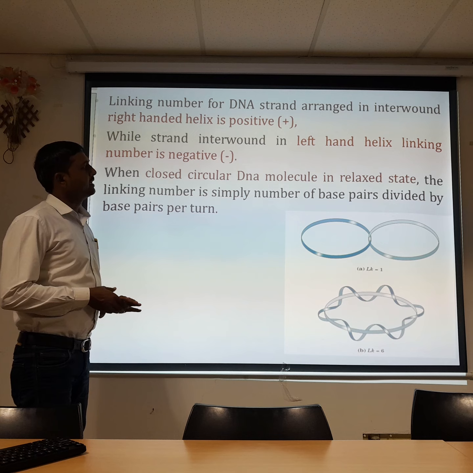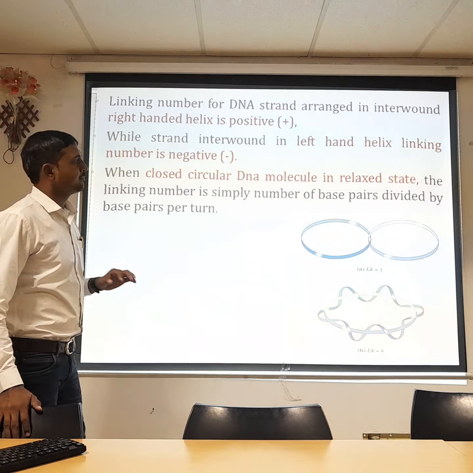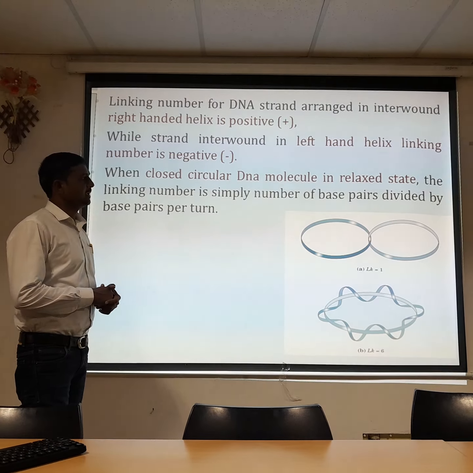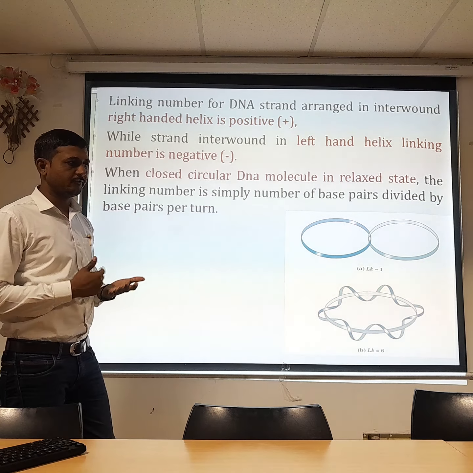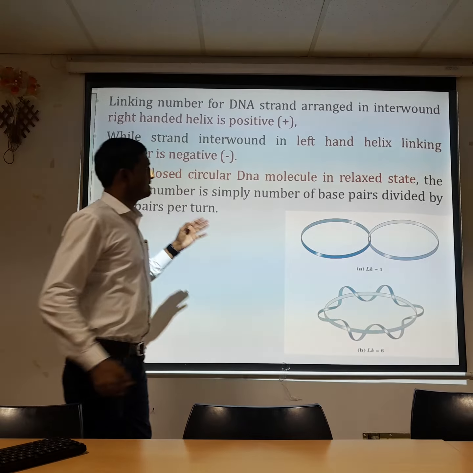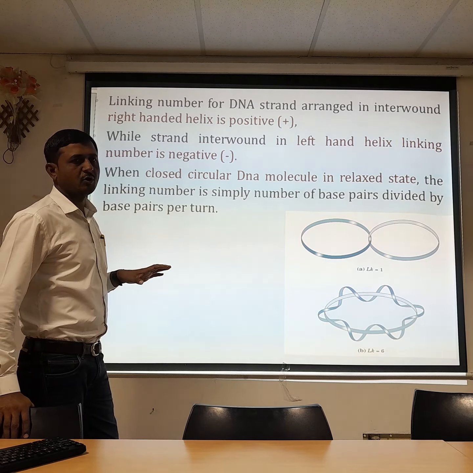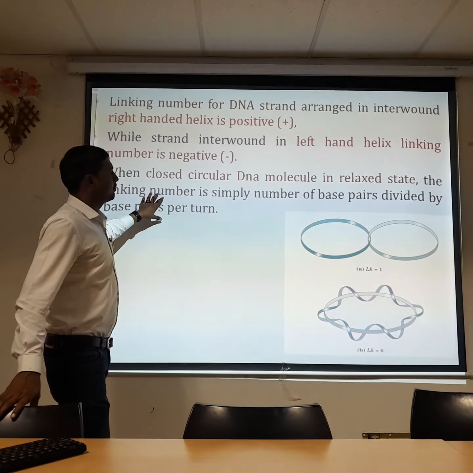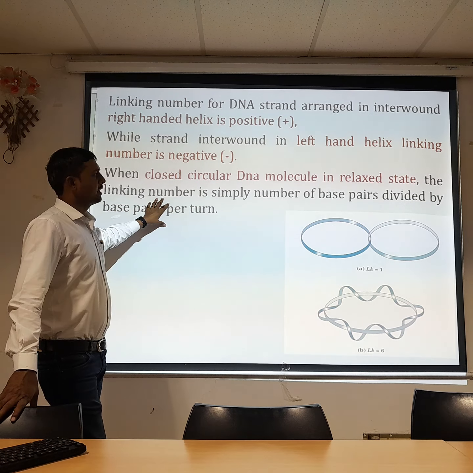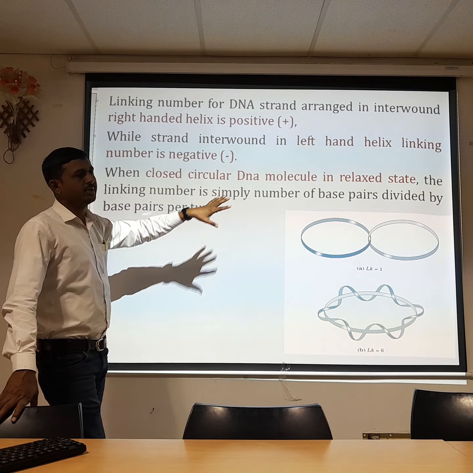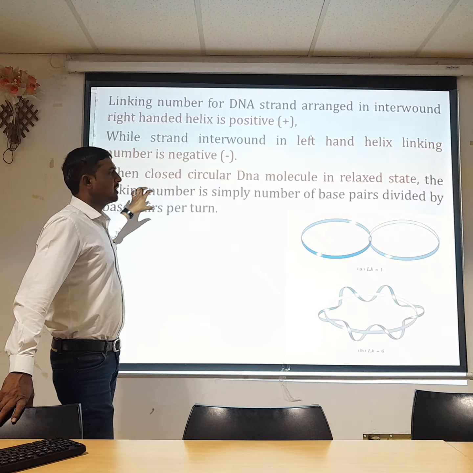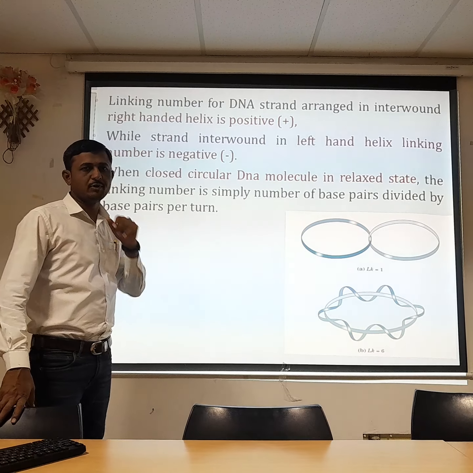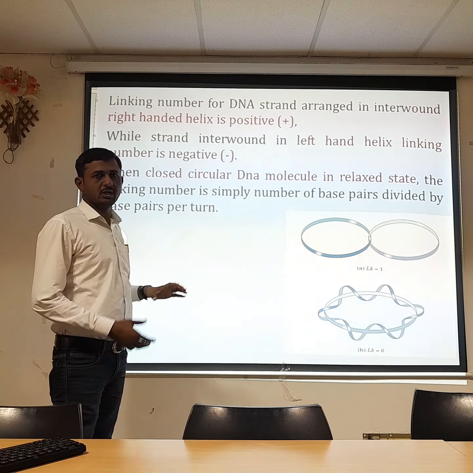When a closed circular DNA molecule is in a relaxed state, the linking number is simply the number of base pairs divided by the base pairs per turn. In a relaxed form of DNA, the linking number can be calculated simply by dividing the number of base pairs by the base pairs present per turn of that DNA. By putting in that value, we can count the linking number of a particular DNA.